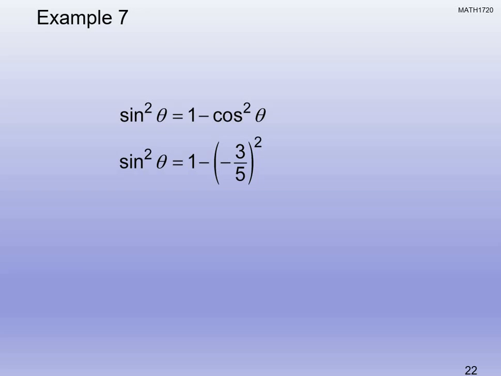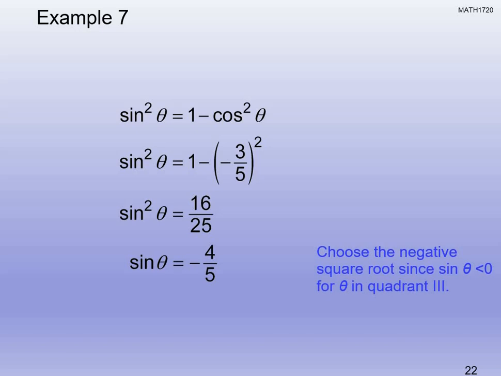So we're going to substitute in the value that we had. Sine squared theta is equal to 1 minus negative 3/5 squared. Negative 3/5 squared is going to give us 9/25. And then we have a 1, so we have to do 1 minus 9/25. So 1 needs to be rewritten as 25 over 25 minus 9 over 25. So sine squared theta equals 16/25. And to get sine, we have to square root both sides.